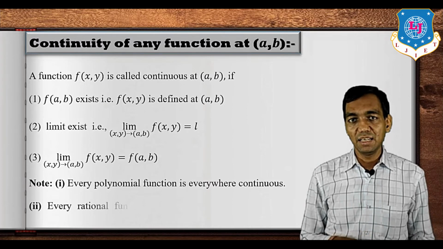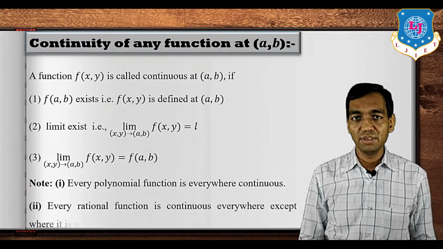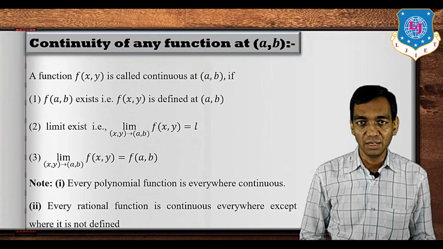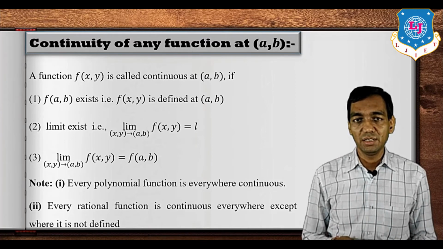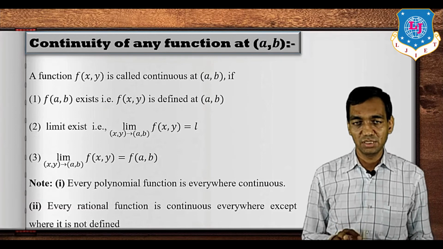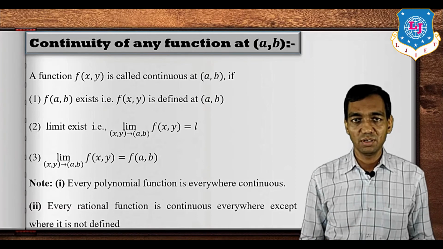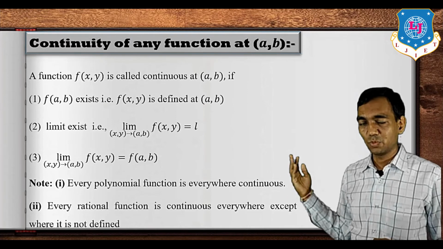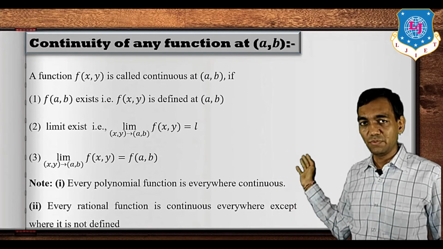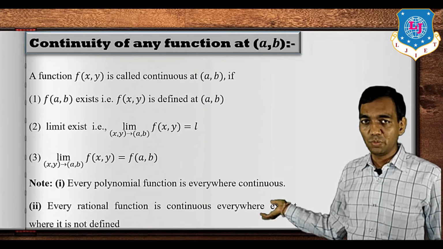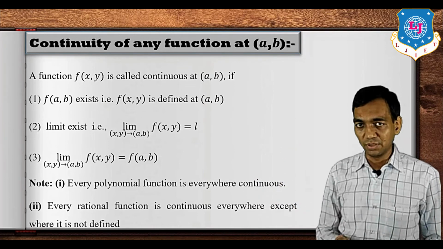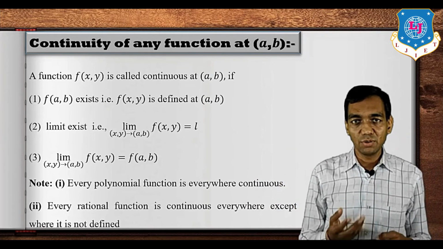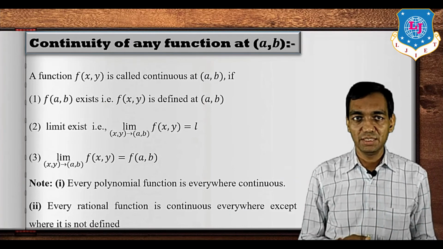Please remember, if you have any polynomial function, then it is everywhere continuous. And secondly, every rational function is continuous everywhere except wherever it is not defined. That means other than the points where your function is not defined, your function is continuous everywhere. This is simple, you have learned it in 12th. Suppose you have x upon x minus 1, then that is not defined at 1 because the denominator is 0. So the function is not defined at 1, and therefore you cannot say anything about continuity at that point.